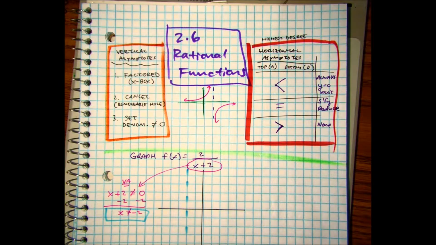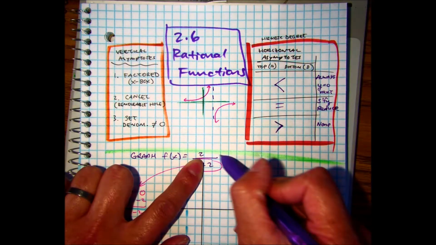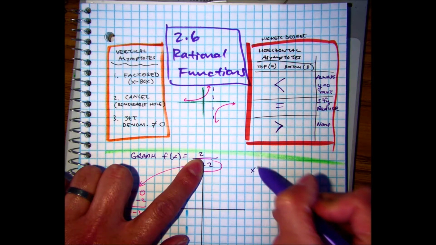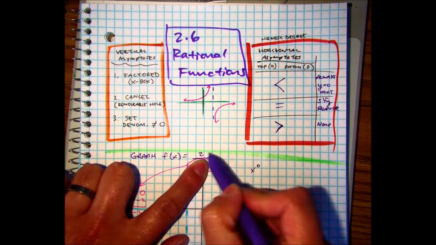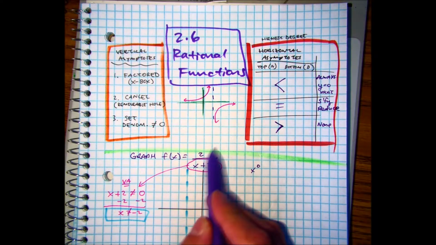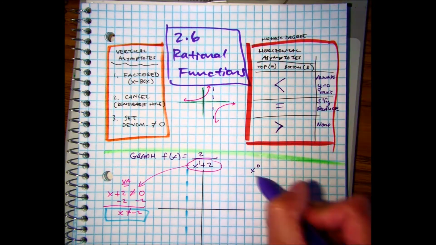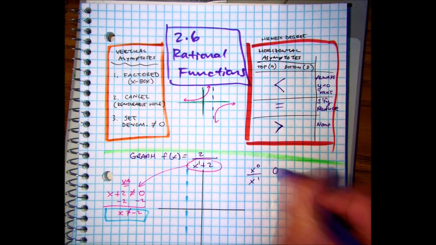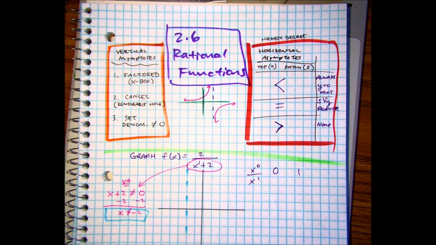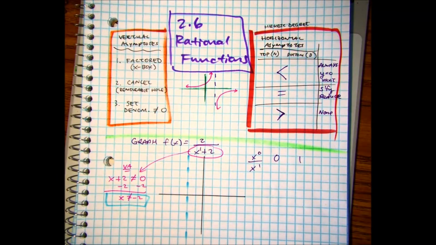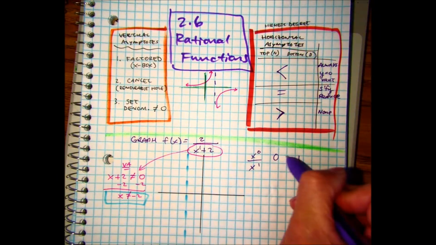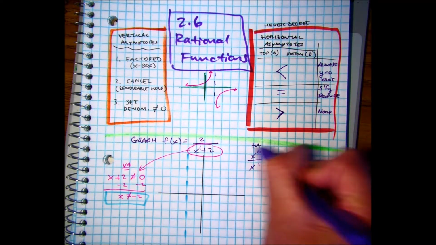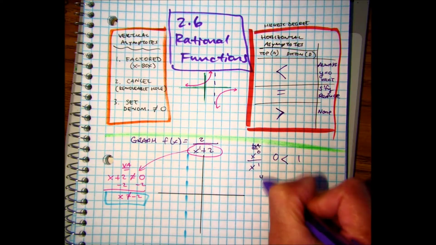The next thing I'm going to do is see if there's any horizontal asymptotes. So I recognize that this is x to the 0 power. There's no variable, but I need a variable to compare its degree, and this one is x to the 1st. So I have the numbers 0 and 1. What inequality can we put there? Less. We can put a less than, which means that my horizontal asymptote is y is equal to 0.